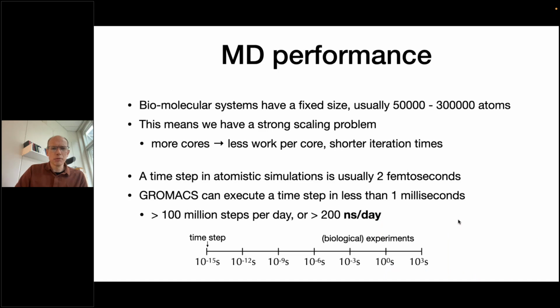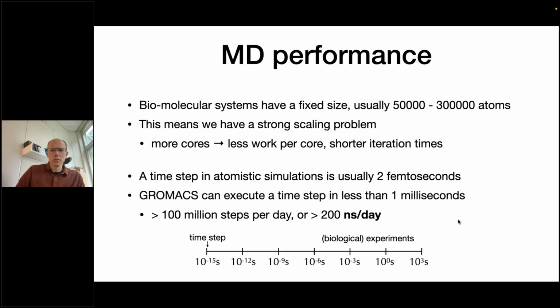Then on general MD performance, so often systems of interest have fixed size. In particular, if it's biomolecular systems, you have your protein or your DNA or whatever that has a certain size, and then you need solvents. So you usually end up with something like 50,000 to 300,000 atoms. Nowadays, there are some bigger systems up to 1 million, which are coming within reach. So this means that we have a strong scaling problem. There's no point in increasing your system size if you're interested in a certain molecule. So to get your answer faster or to get more sampling, you need to use more cores or more GPUs. That means less work per core and shorter iteration times. So this is the challenge in molecular dynamics simulations: we have a strong scaling problem.